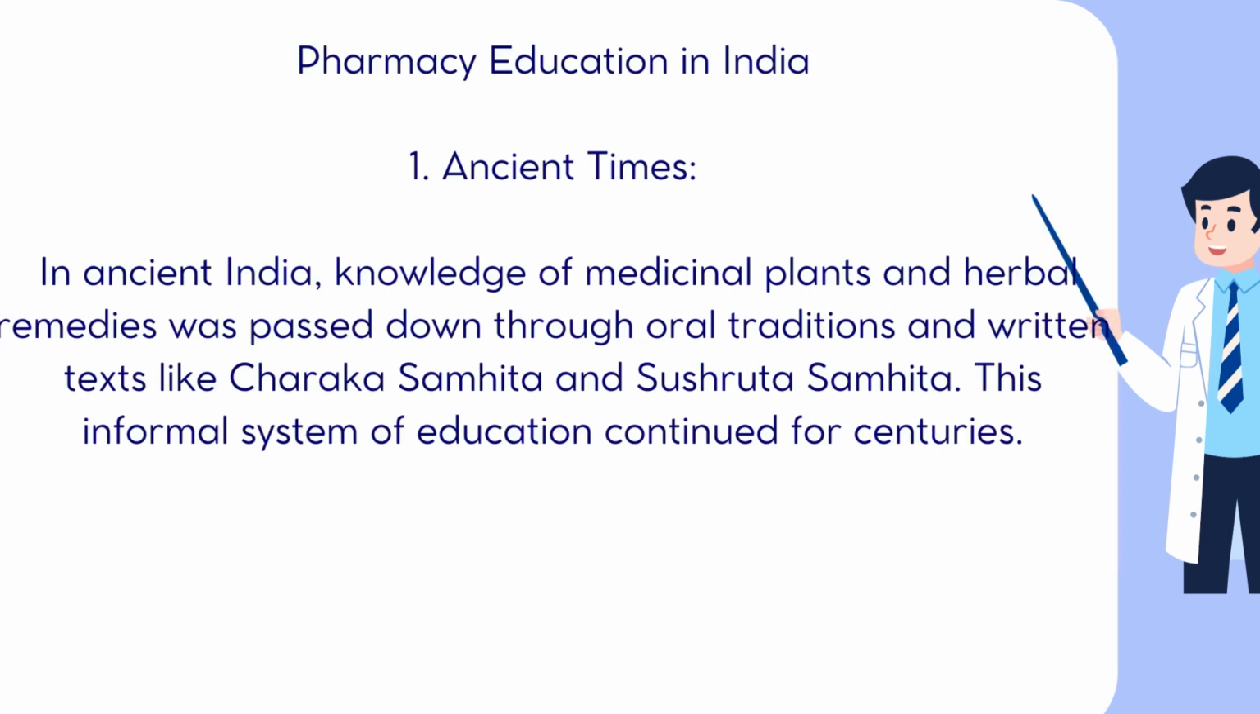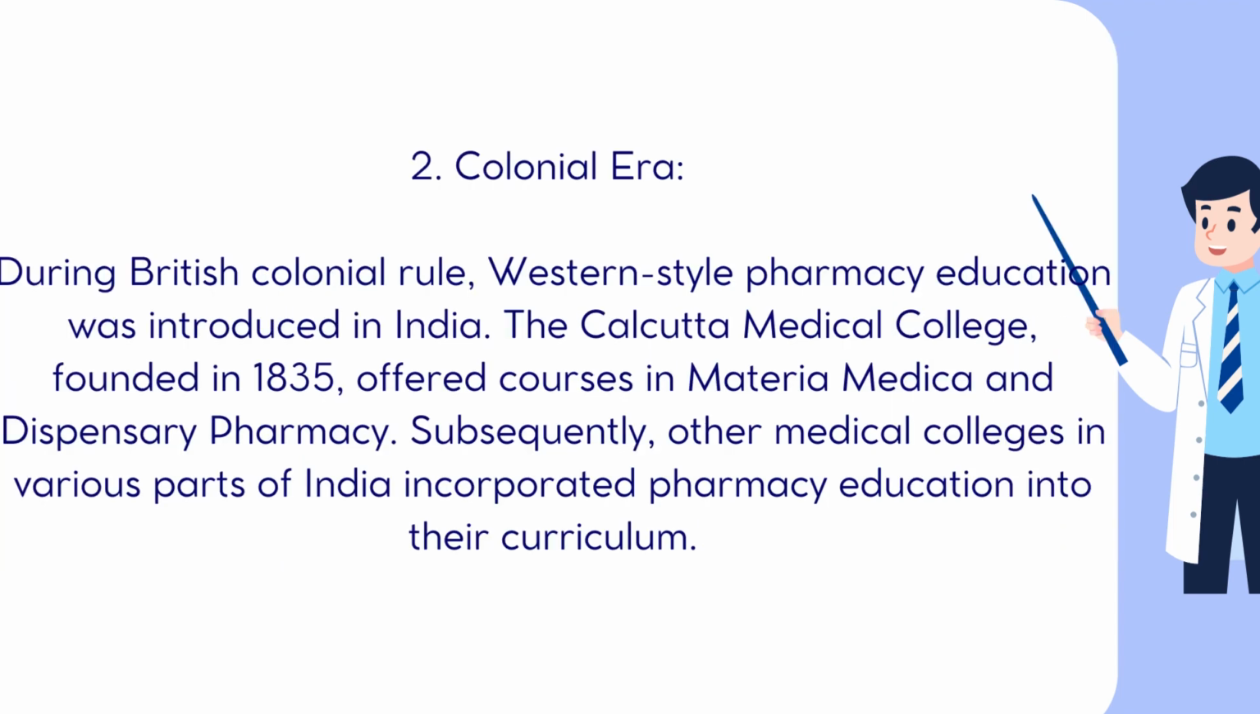History of pharmacy profession in India in relation to pharmacy education. First, during ancient times, in ancient India, knowledge of medicinal plants and herbal remedies was passed down through oral traditions and written texts like Charaka Sanhita and Sushruta Sanhita. This informal system of education continued for centuries. Second, colonial era. During British colonial rule, Western-style pharmacy education was introduced in India. The Calcutta Medical College, founded in 1835, offered courses in materia medica and dispensary pharmacy. Subsequently, other medical colleges in various parts of India incorporated pharmacy education into their curriculum.